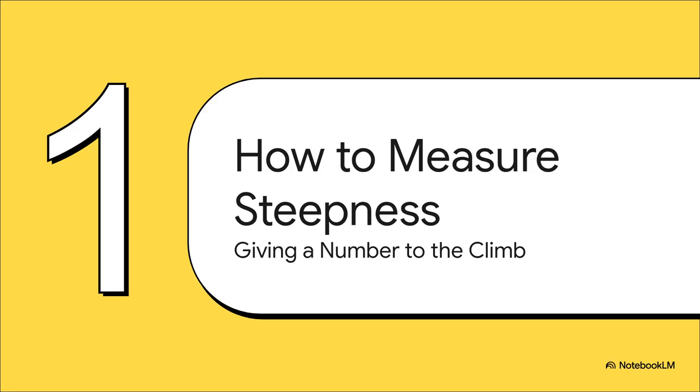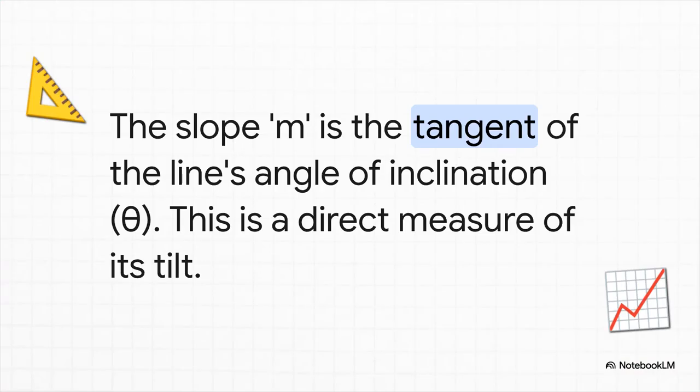Well, it turns out there are a couple of main ways to measure steepness, and each one is useful in different situations. The first way uses the angle of the climb. If you can measure the angle a line makes with the ground, a little tool from trigonometry called the tangent will give you the slope. Just think of it like this. It's a function that translates the tilt of that angle directly into a number for its steepness.